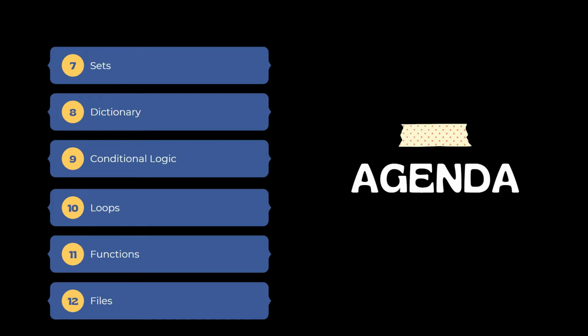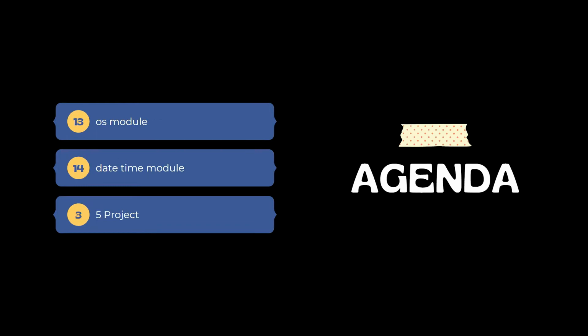Then we are going to discuss conditional logic like if, else, and else if. Then we are going to discuss loops like for loops and while loops, and solve some problems. Then we are going to discuss functions in Python, and all the types of functions and how we can use them. Then you will also see how to handle files, how to read a file, how to write a file, and also how to handle exceptions in files.